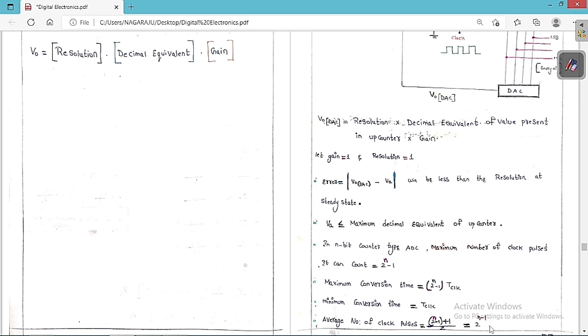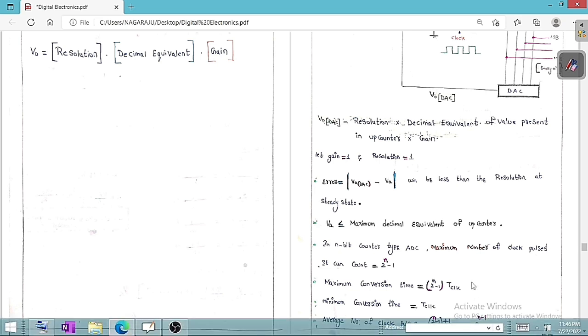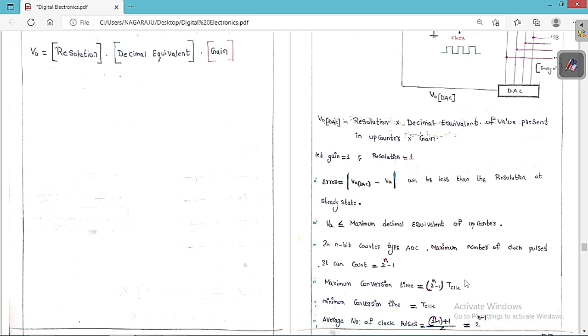So finally, very simple, the maximum conversion time is equal to 2 to the power of n minus 1 into T clock, and the minimum conversion time is equal to T clock. The average number of clock pulses is 2 to the power of n minus 1 plus 1, divided by 2, and plus and minus 1 cancel, so we get 2 to the power of n minus 1. These are the average number of clock pulses required in order to detect the analog input voltage.